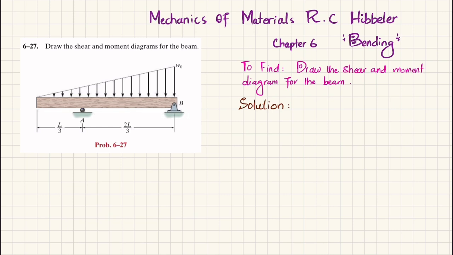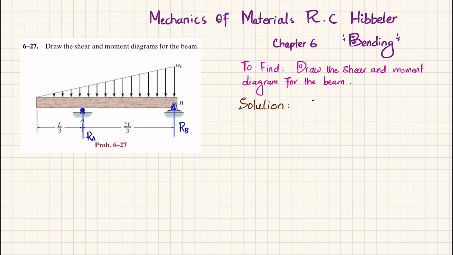The first step is that if you remove this roller support at point A, the reaction force offered by this support on this beam will be RA, and if you remove this pin support, there will be a vertical reaction force of RB on this beam by this support. First we will find RA and RB by using the equations of equilibrium.